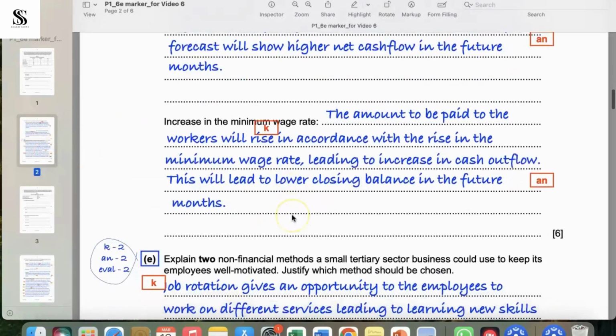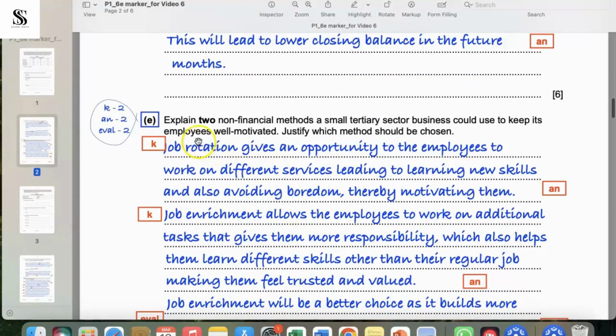Now the question here is talking about two non-financial methods that could be used to motivate employees. Just because there is a connection between this question and the case study does not mean that you use any reference, right? So just don't worry about that.